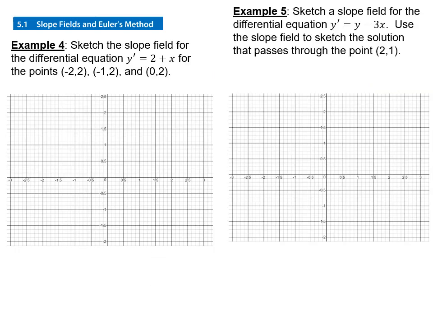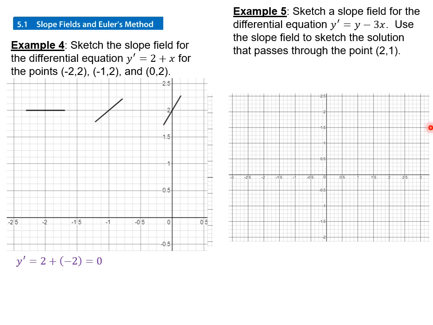Example 4, sketch the slope field for the differential equation y prime equals 2 plus x for the following points, negative 2, 2, negative 1, 2, and 0, 2. So 2 plus negative 2 is 0, so it's got a slope of 0. That would be this one right here. Plug in negative 1, and that's going to be 1, which is that slope right there. And plug in 0 is 2. That matches that one there. That's what we're looking for in each of those.